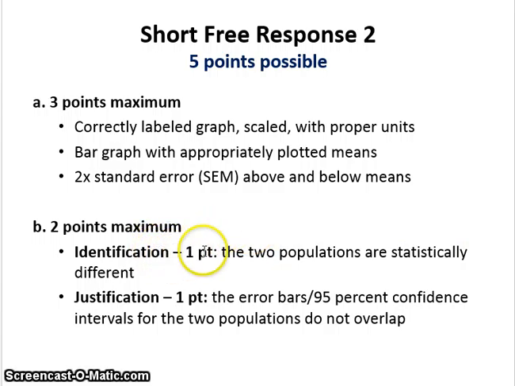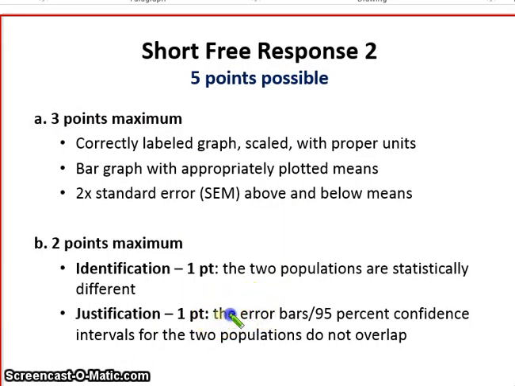Down here for identifying, we could say, yes, the two populations are statistically different. And what would you use to justify that? You would say, well, the error bars, or you could talk about how you're 90% confident the intervals between the two populations do not overlap. I think a better idea here is to say the error bars were slightly off. One was larger than the other.